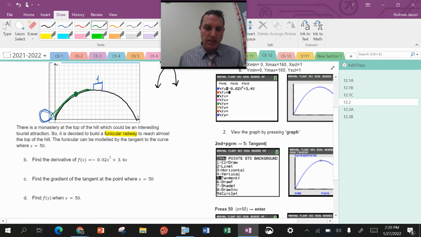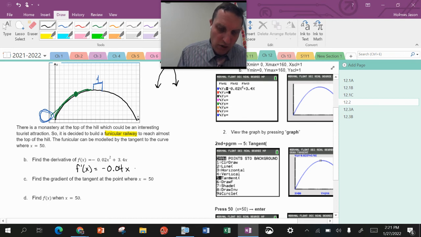The first thing it's going to ask us to do is find the derivative. That should be pretty easy given the things we've already done. Using the power rule, f prime of x, and we call the derivative function the gradient function. We're looking at the gradient or slope at any given point. Then we find the gradient of the tangent at the point where x equals 50.